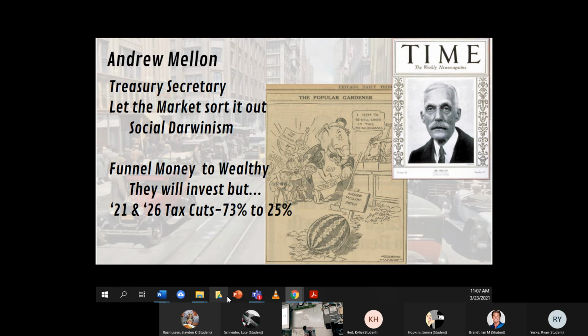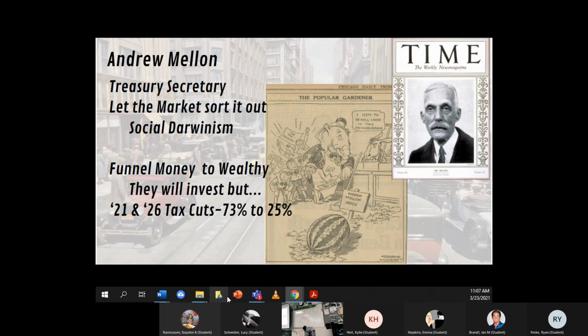The highest marginal income tax rate, okay, two big tax cuts in 21 and 26. Mellon wrote the law, but then it has to be proposed in the House of Representatives. And by 26, the highest marginal income tax rate on the very, very wealthy, the top 1%, went from 73% to 25%. That is a massive tax cut, with the whole goal to funnel money to the hands of the wealthy so then they'll invest it in business.